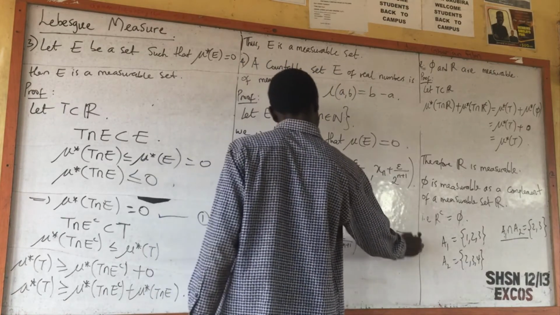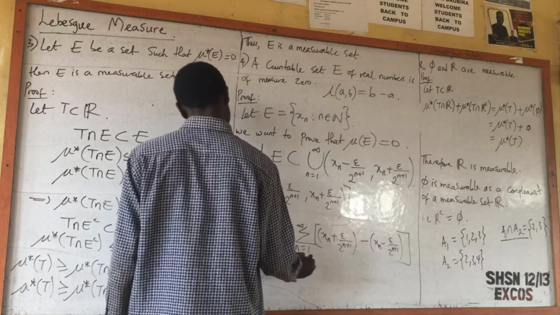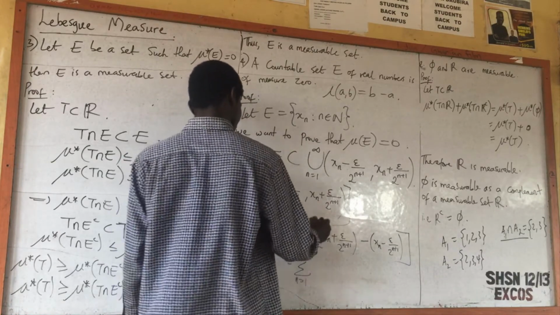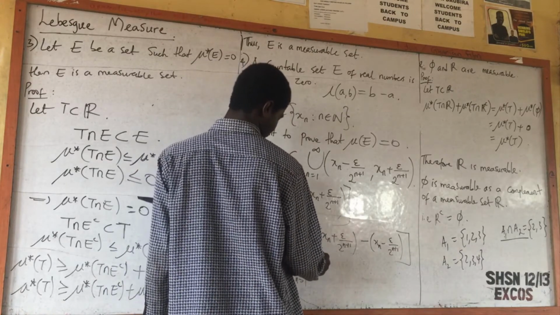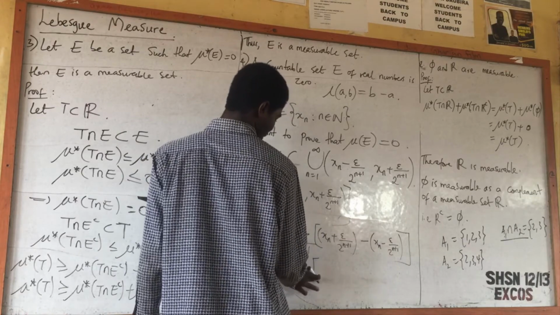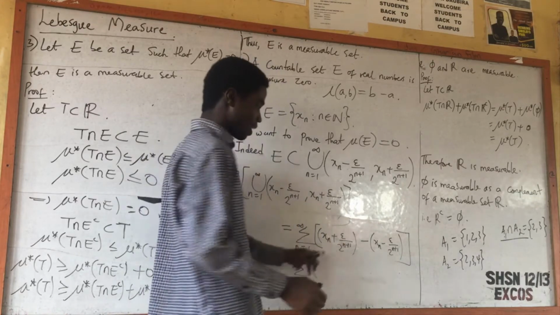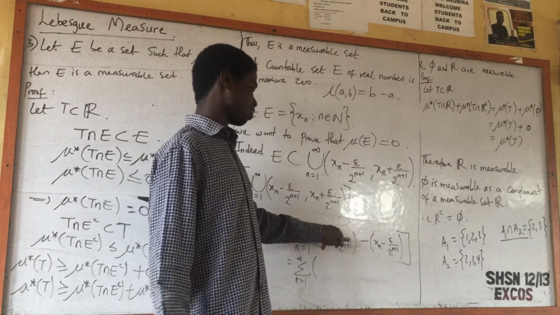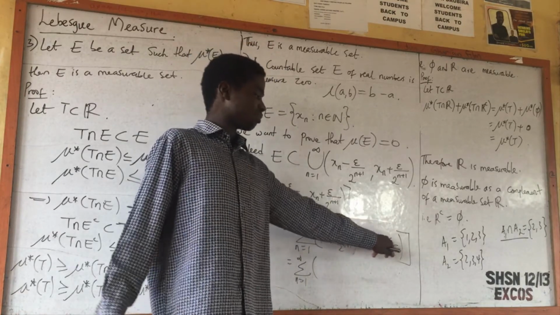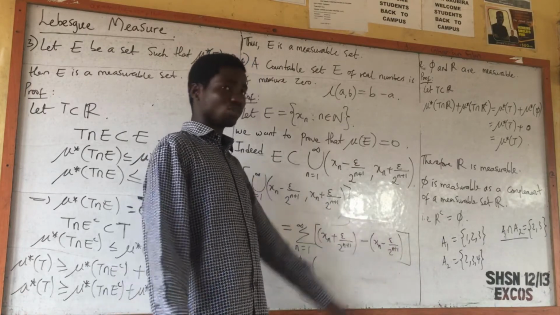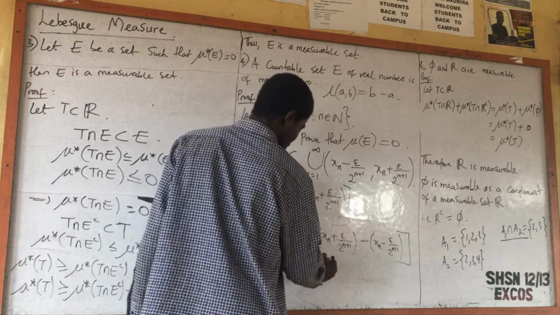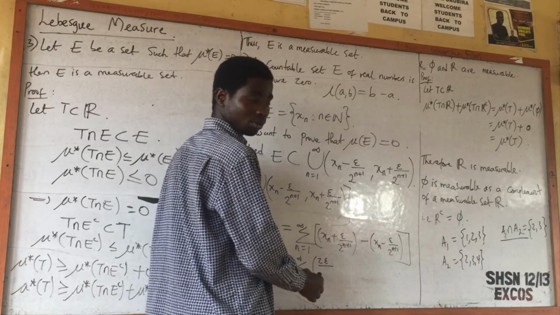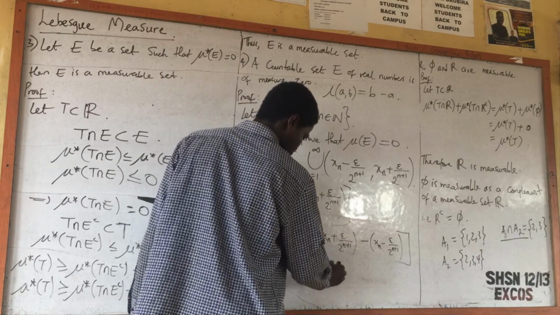At the end of the day, by the time you compute this, it will be equal to the summation of n from 1 to infinity of what you'll be left with: xn minus xn will be 0, and epsilon over 2^(n+1) plus epsilon over 2^(n+1) will be 2 epsilon over 2^(n+1). Continue.